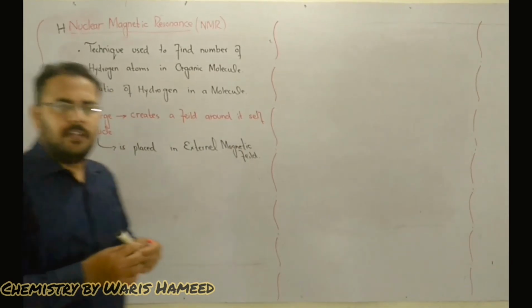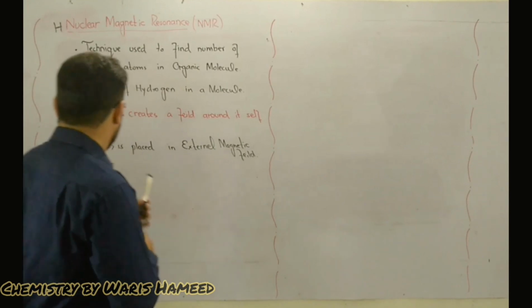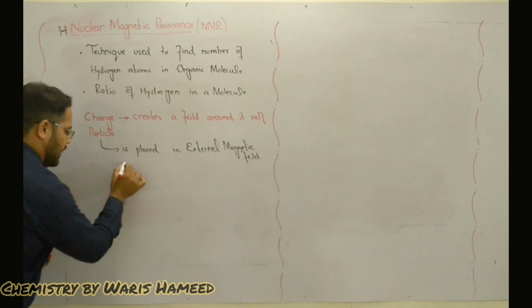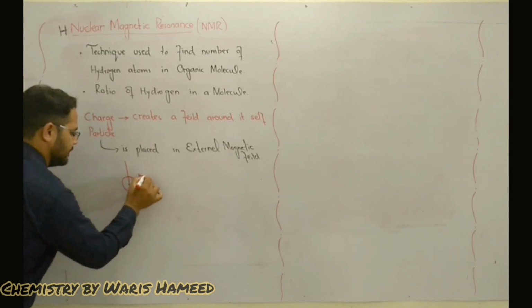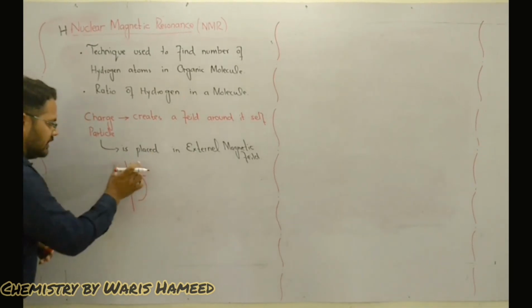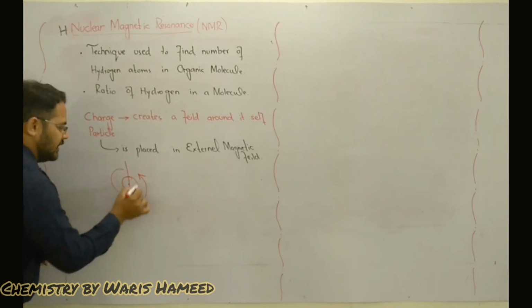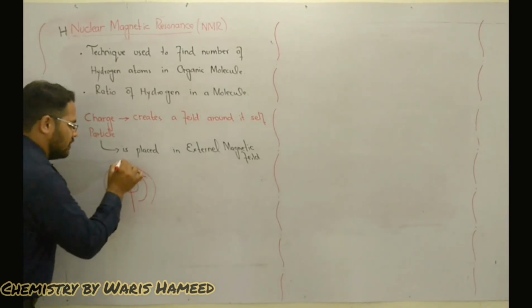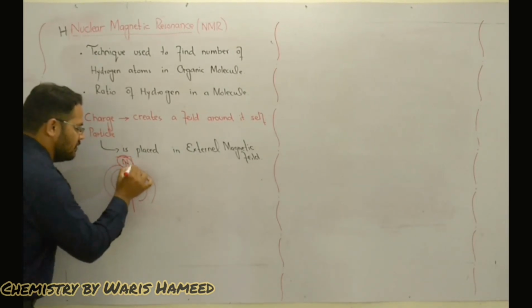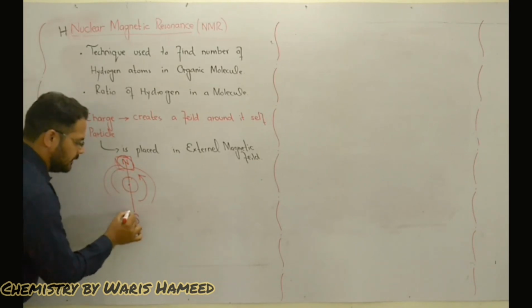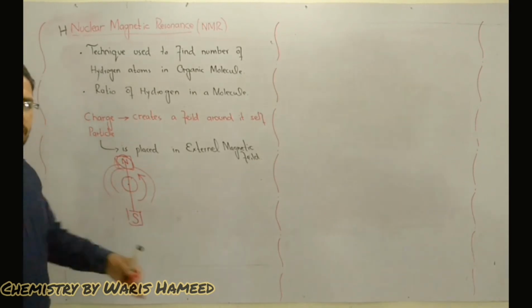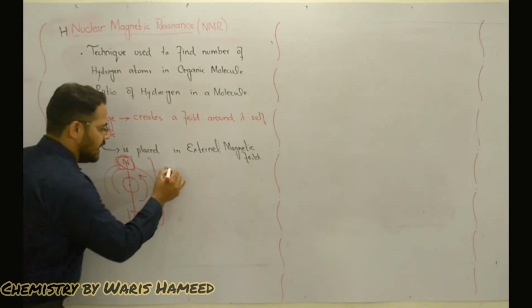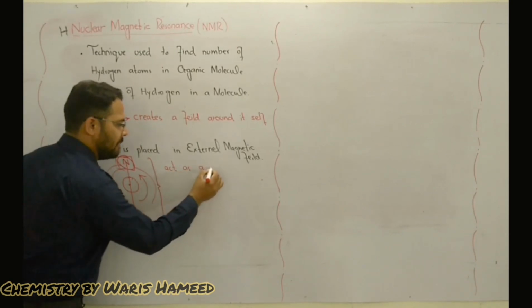then there will be two possibilities. For example, if it's a charged particle revolving around its axis, creating a field around itself, forming a north pole and a south pole, this charged particle acts as a magnet.